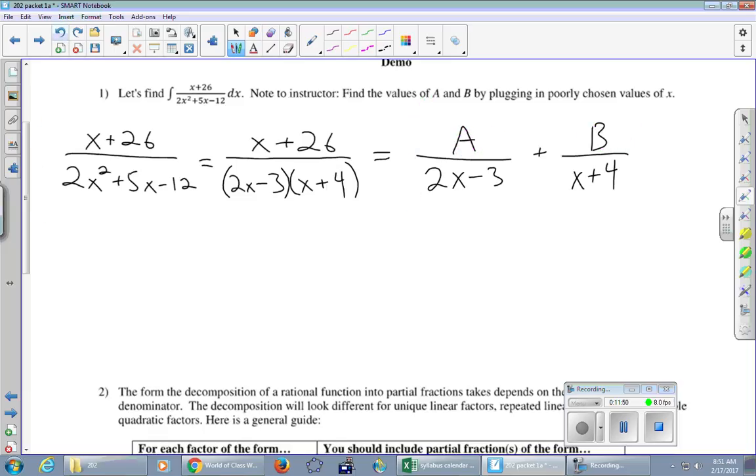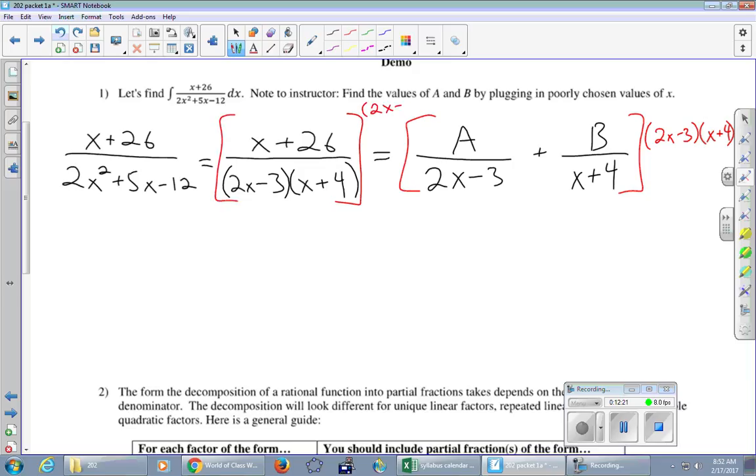Okay, so I think we are here. Again, a and b are constants to be determined. Okay, so what we're going to do is multiply both sides of this equation right here by that lowest common denominator. So you should write this down. We're going to multiply by 2x minus 3 and x plus 4. And the same thing on the other side over here.